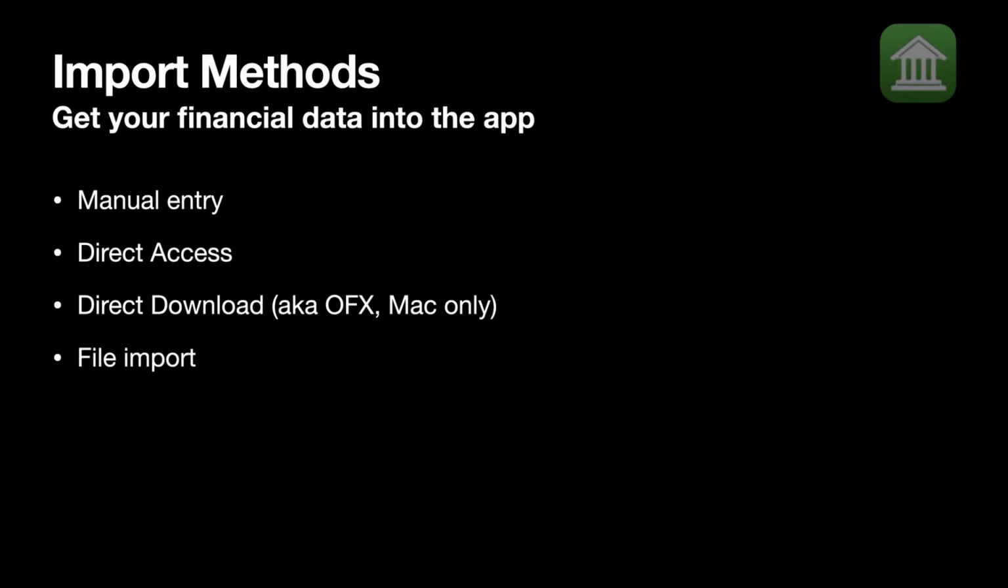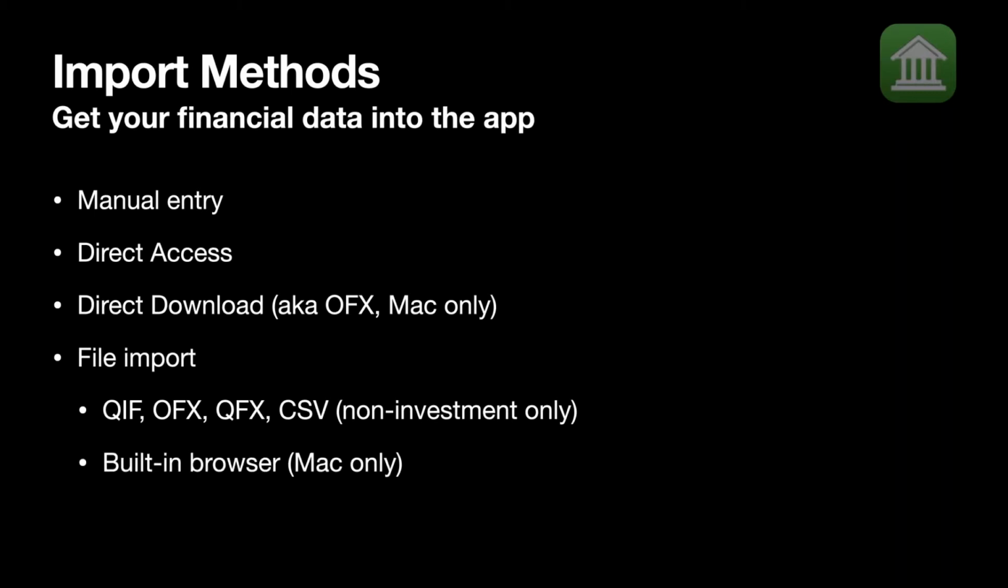The other way you might do it is just import a file. You might log into your bank's website, download a file, and import it. Here are the file types that Banktivity can import: QIF, OFX, QFX, and CSV. I want to point out that CSV is only supported for non-investment transactions. And to make this process easier, you might be using the built-in browser in Banktivity, where you can log into your bank's website and click the right buttons and links. The transactions automatically download in one of these file formats. The app recognizes this download and kicks off the import.